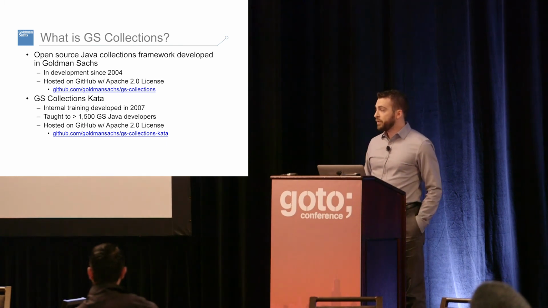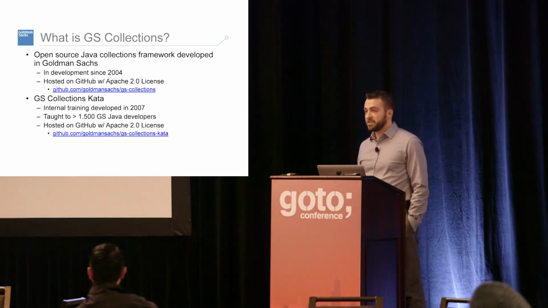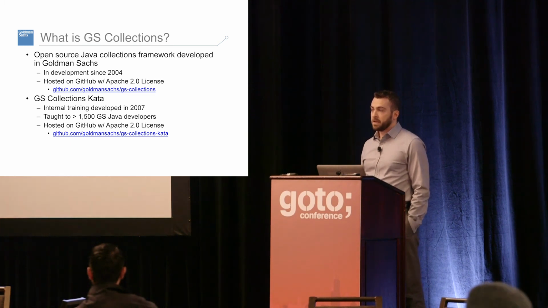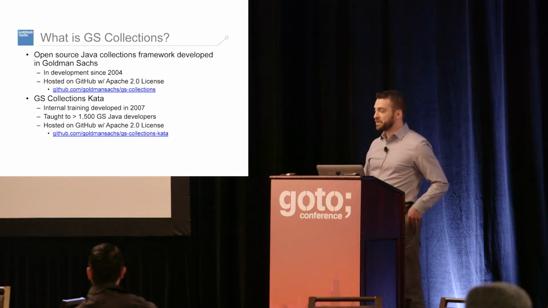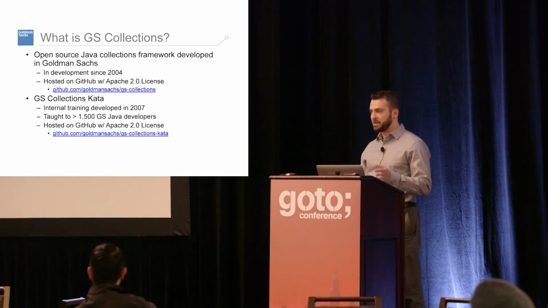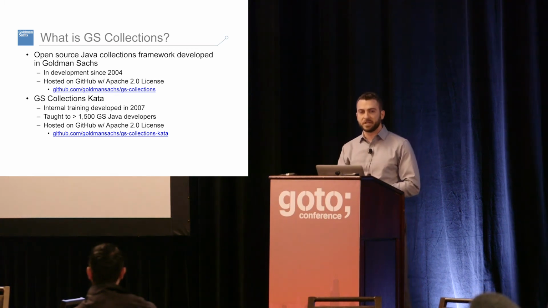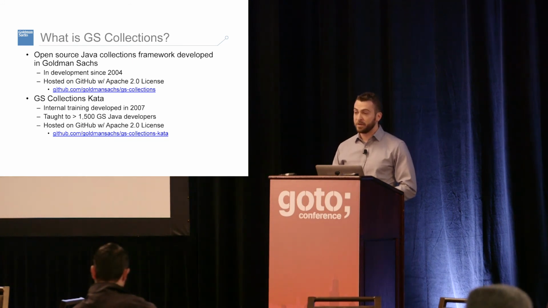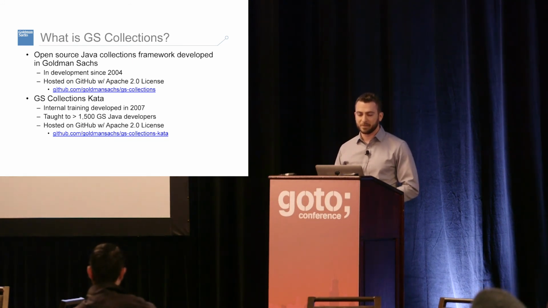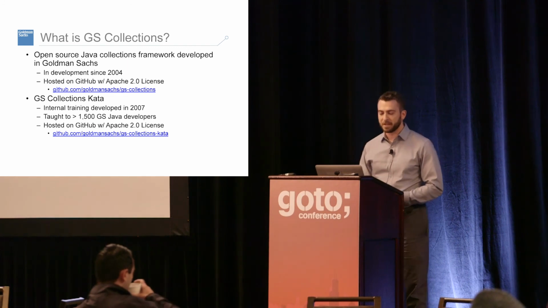Along with the library itself, we've open sourced the training materials. We call it the JS Collections Code Kata. It's set up as a series of unit tests which fail. They have blanks, which are nulls, and you fill in the blanks. So it's kind of a fun way to learn JS Collections, and that's our second repository out there in GitHub. And all of our new hires go through it. So we have over 1,500 people who have been through the training and rising.